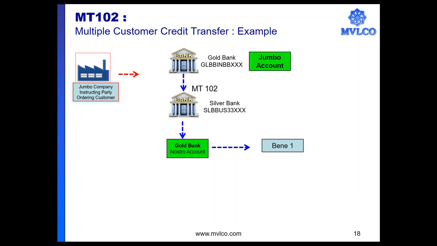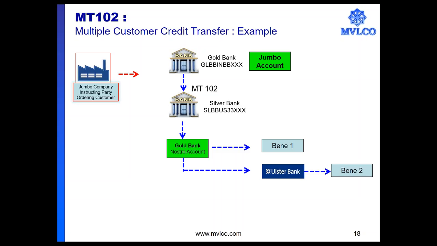Now, when the message process starts, the Jumbo company is intimating Gold Bank to make multiple payments to its vendors. Beneficiary 1 is a vendor of Jumbo. Beneficiary 2 could be a vendor of Jumbo. Beneficiary 3 could also be a vendor of Jumbo. So when this message is created by Jumbo, it is sent to Gold Bank. When Gold Bank receives this message, Gold Bank would debit Jumbo's account, because Jumbo's account is now only at Gold, and forward an MT102 message to Silver Bank that out of Gold Bank's account with Silver Bank, make multiple payments.